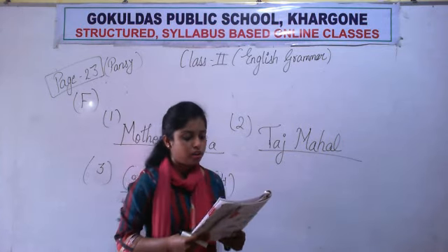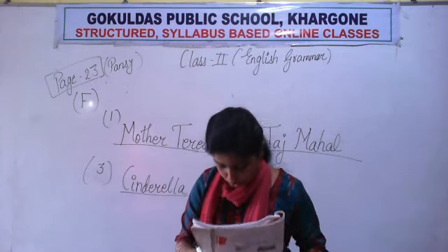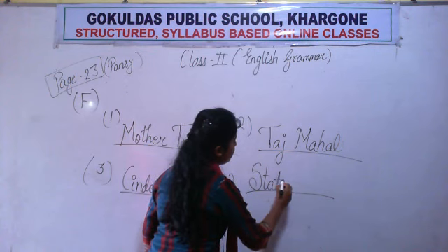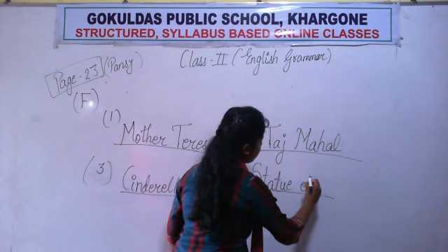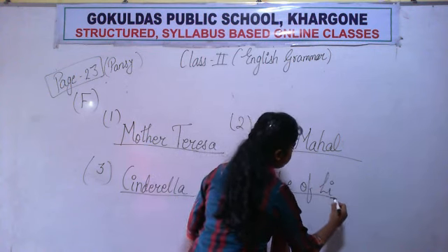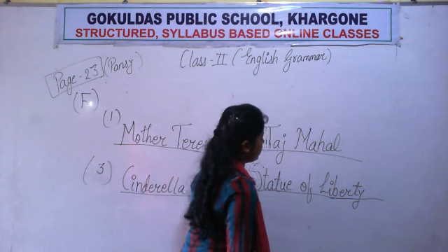Now, this is a statue. Okay? What is this statue? This statue is of what? This is the Statue of Liberty that is in the United States of America. Okay, so let's write the name. Capital, okay? S-T-A-T-U-E, Statue of Liberty. L-I-B-E-R-T-Y, Statue of Liberty.